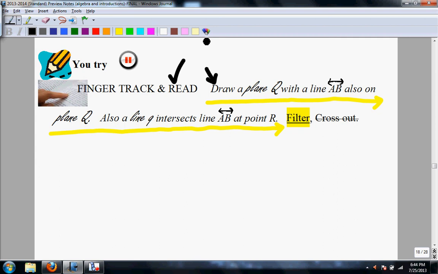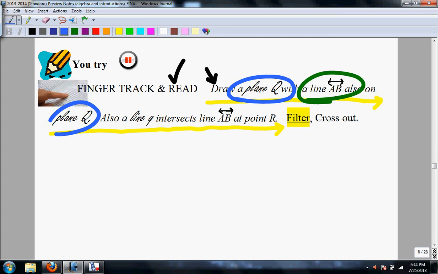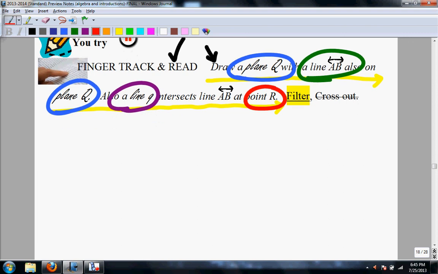We're done with that. Now we do what's called filtering. One step at a time. We have a plane Q. We have a line AB on the same plane Q. Then I introduce another line q intersecting line AB at point R. So those are all your pieces. Let's see if you interpreted this correctly.